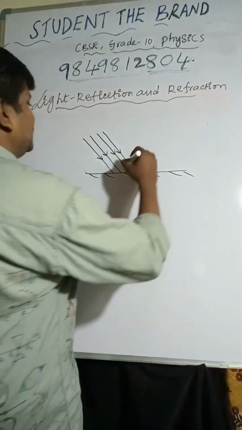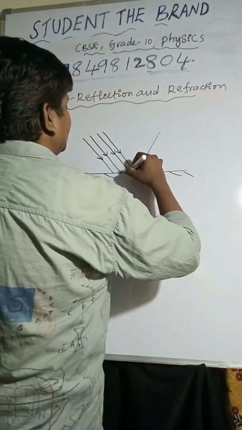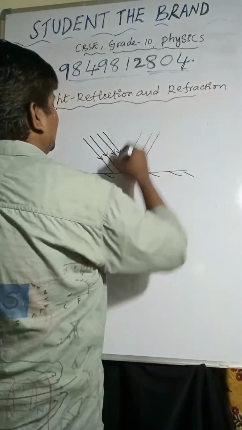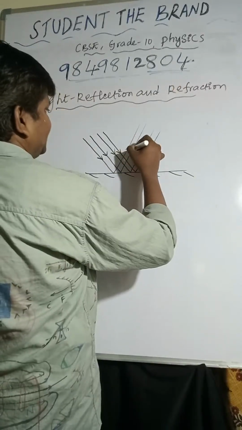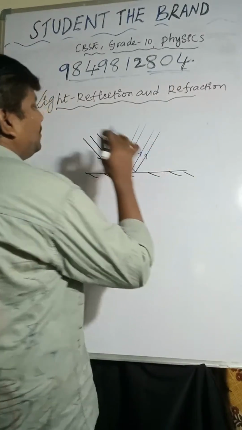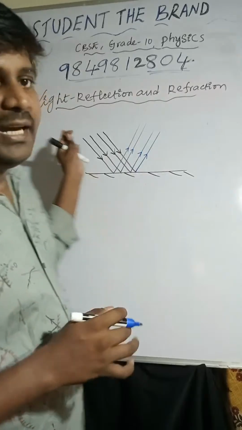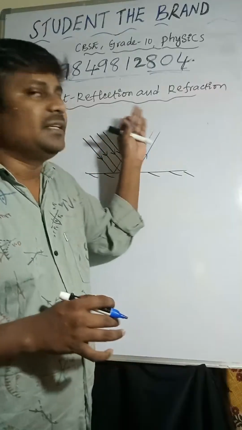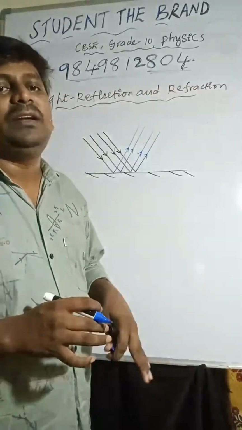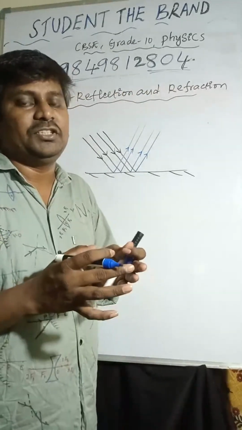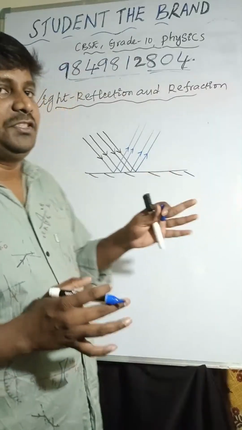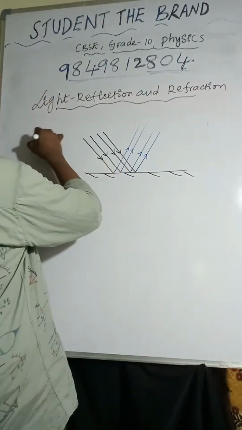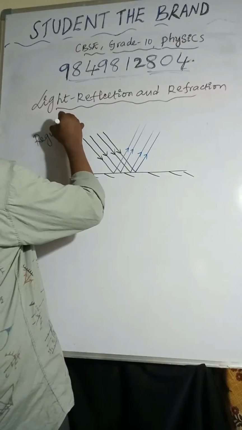Here you can observe, I'm considering these reflected light rays. Reflected light rays are also parallel to each other. Incident light rays are parallel to each other, then after reflection, reflected light rays are also parallel to each other. This type of reflection is called regular reflection.